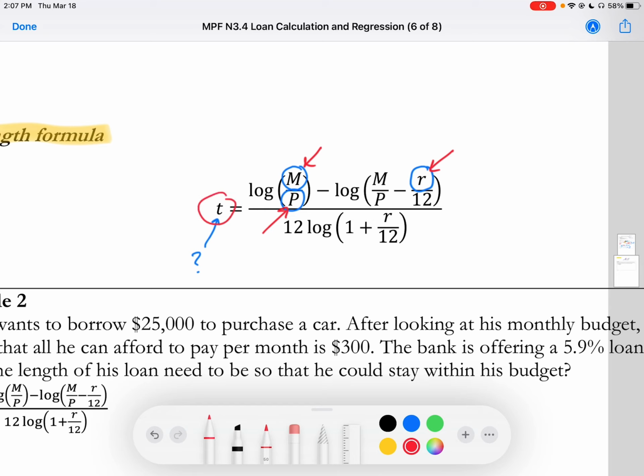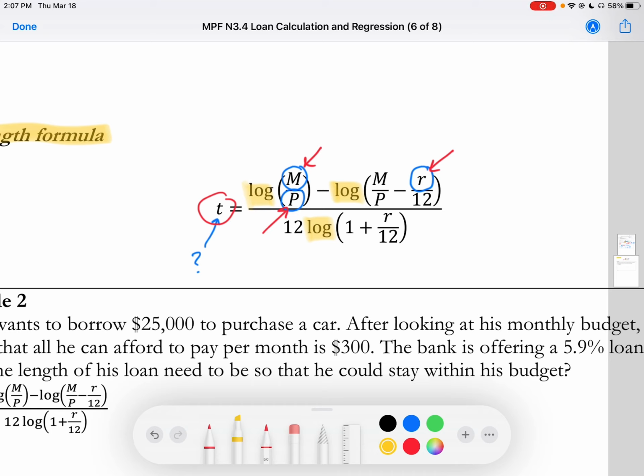By the way, these logs right here, when you see log, that might be familiar to some of you. That's actually just a mathematical function. Your calculator will do it for you. If you have no idea what it is, honestly, don't worry about it. Type the log button on your calculator and let it do its thing.